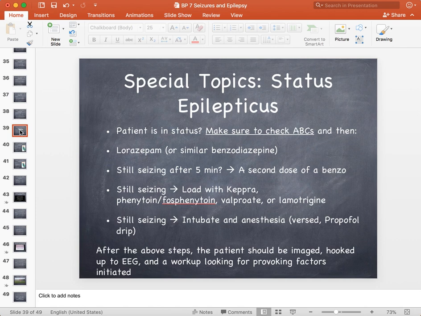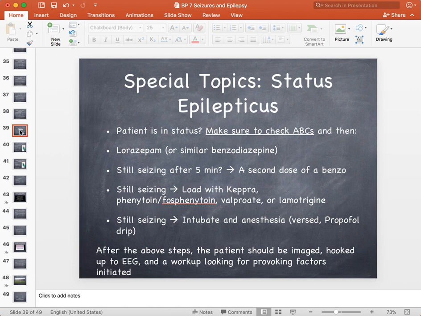You would administer that. You wait a few minutes, up to 5. Patient's still seizing. You give them a second dose of the benzo. You wait another few minutes. If the patient is still seizing, now you're going to give them a load of either Keppra, which is levetiracetam. Levetiracetam, thank you. Phenytoin or fosphenytoin. Really, if the patient's in the hospital, it's going to be fosphenytoin. It's just got a better side effect profile. Valproate, or I would say somewhat uncommonly lamotrigine, but that is part of the official protocol.